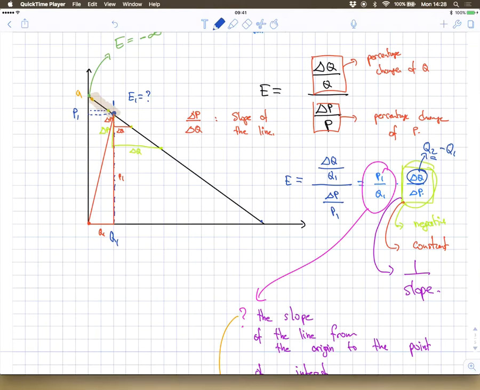Could you just repeat the question again? The question is very simple. Imagine that I gave you a point here, A, and I'm asking you, what is the elasticity of A? I don't want an actual number, I just want a rough idea of what that elasticity will be.